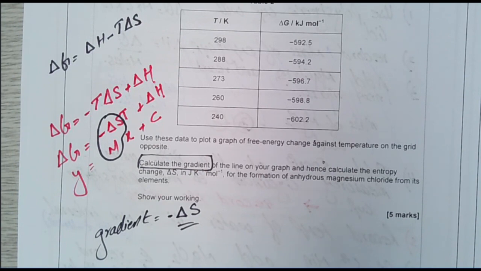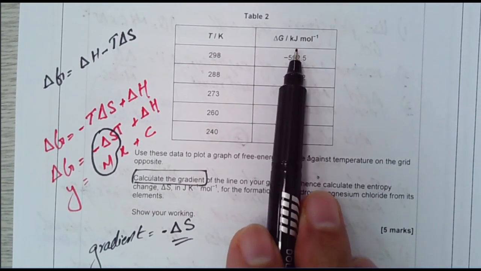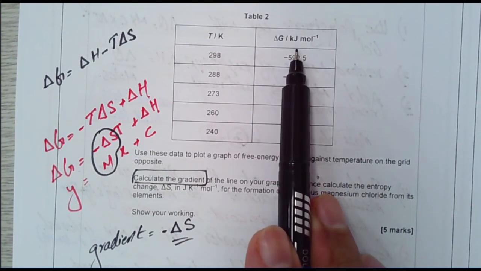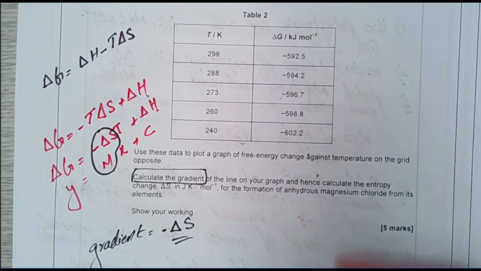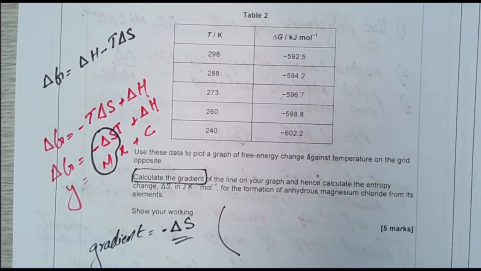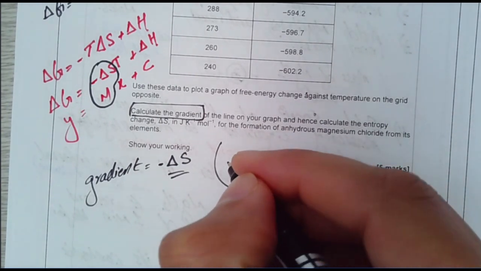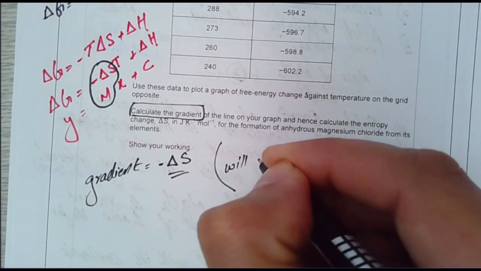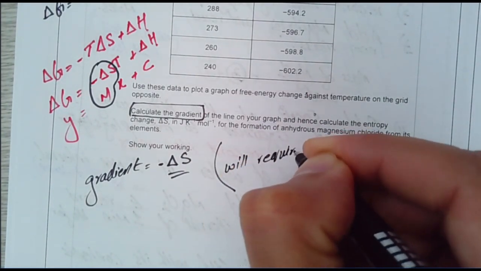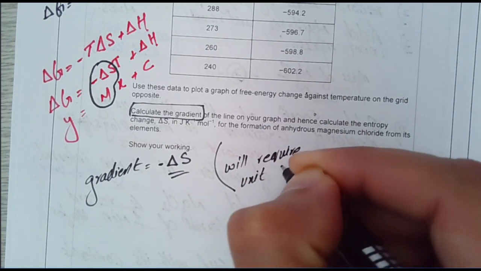But remember, when you work out the gradient, it will come out in kilojoules per mole per Kelvin. So the gradient value, I'm just going to make a note here, will require unit conversion.